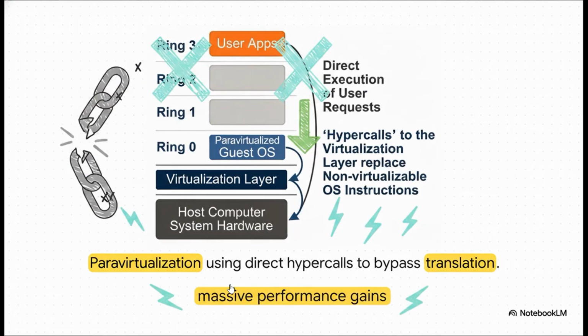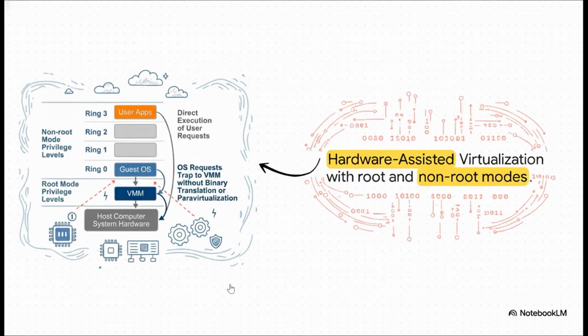But honestly, binary translation can be pretty heavy. So enter paravirtualization. Here, the guest OS is actually modified. It knows it's running in a virtualized environment. Because it knows this, it doesn't just blindly try to execute sensitive instructions. Instead, it issues direct hypercalls straight to the virtualization layer. It completely bypasses the need for that heavy trap and emulate or binary translation process, which results in massive performance gains.